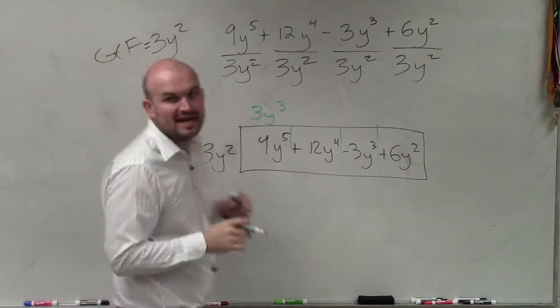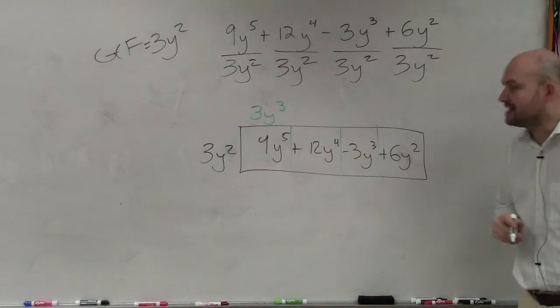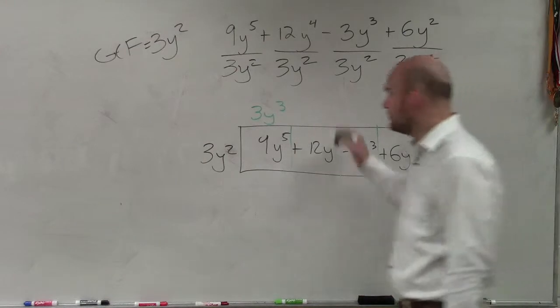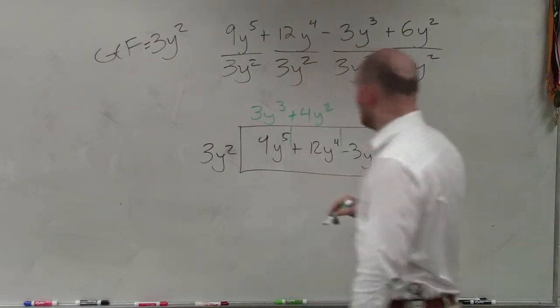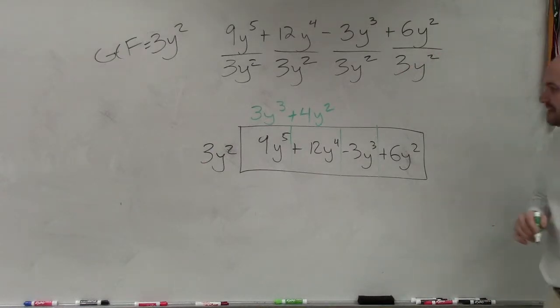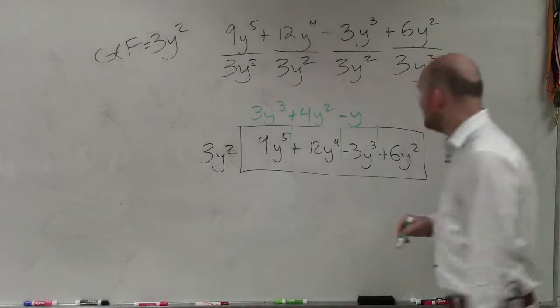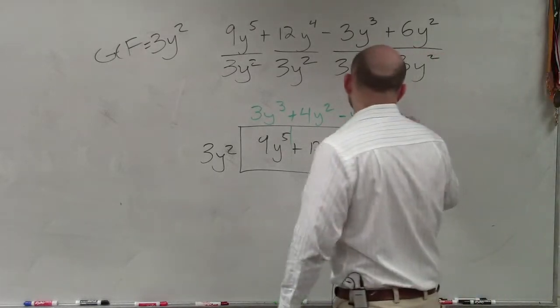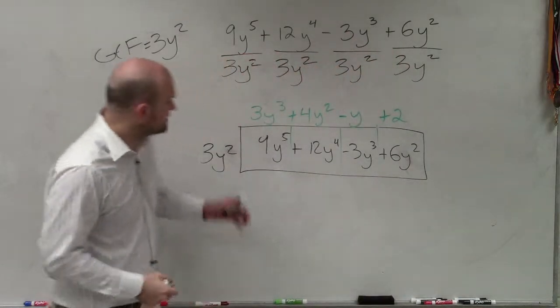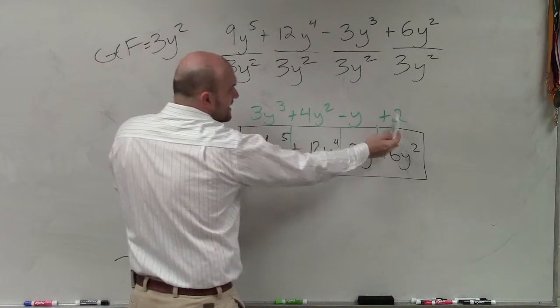Remember, when we multiply exponents, we add the powers. So then 3y squared times what gives me 12y to the fourth? 4y squared. 3y squared times what gives you negative 3y cubed? Negative y. And then 3y squared times what gives you positive 6y squared? Plus 2. So now, if you notice, length times width, length times width, length times width, length times width.